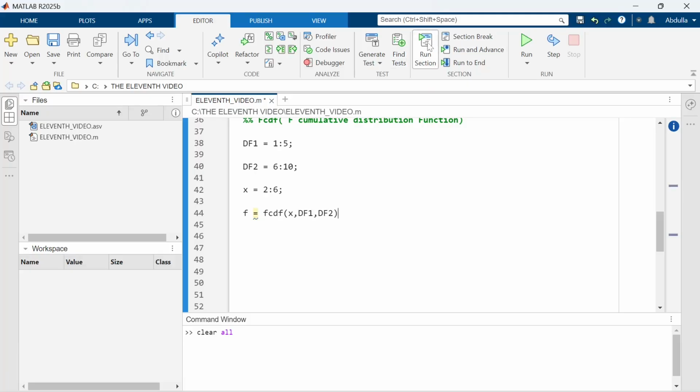If I press run, we can see that I got five values. This is because degrees of freedom from 1 to 5 is the same count as from 6 to 10, so both give me 5. MATLAB counts this as just 5 values. That's why I have 5 different numbers, depending on the 5 combinations of degrees of freedom of the numerator and denominator.